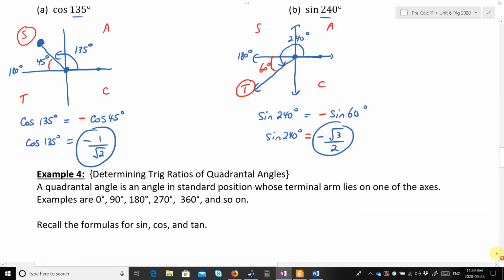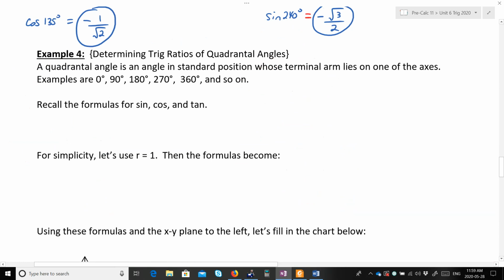All right, example 4 is determining trig ratios of quadrantal angles. A quadrantal angle is an angle in standard position whose terminal arm lies on one of the axes. Examples are 0 degrees, 90 degrees, 180 degrees, 270 degrees, 360, and so on. Okay, so it's the terminal arm lands right on one of the axes. That's what a quadrantal angle is.